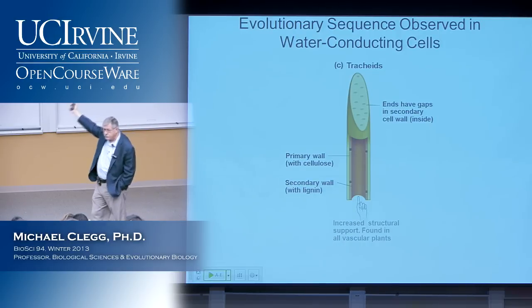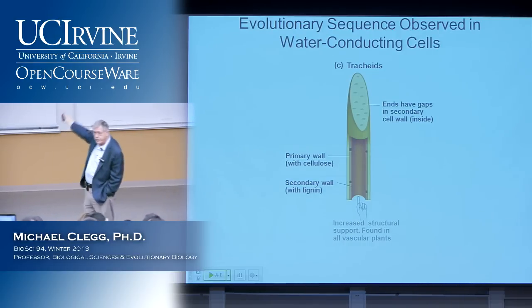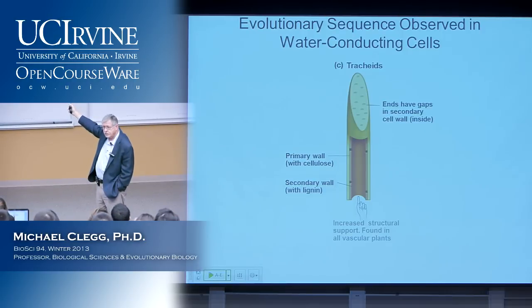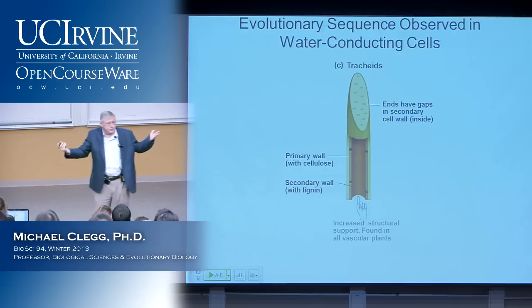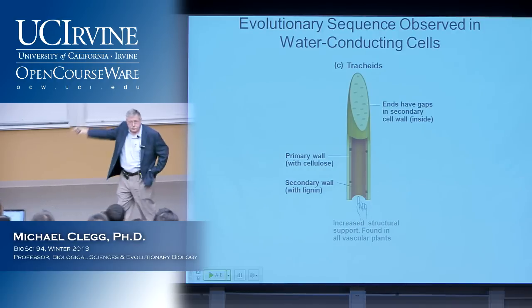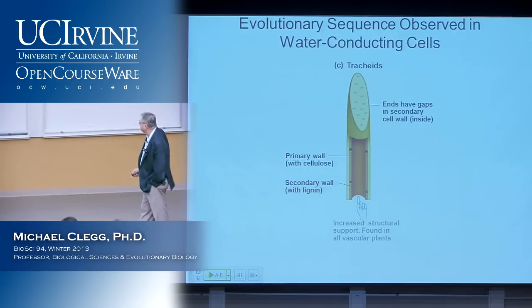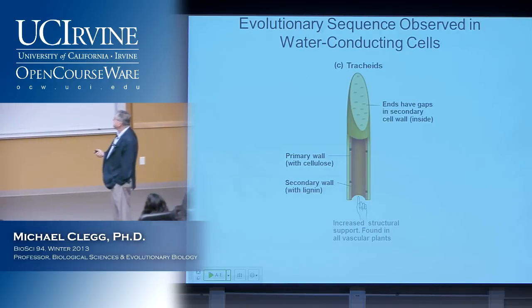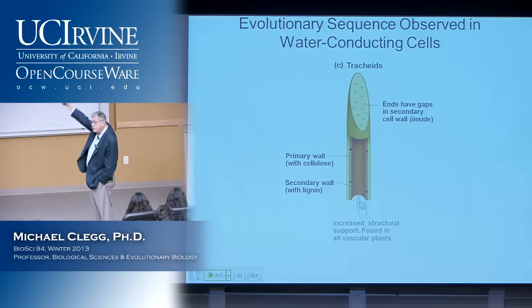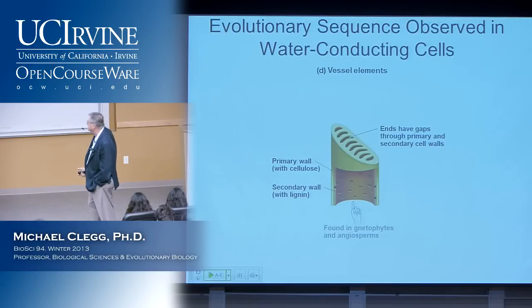Now the conifers use tracheids. And redwoods can grow to 300 feet. So this provides a lot of structural support. Once again, these are dead cells that simply act as a tube that water and nutrients can be transmitted through.